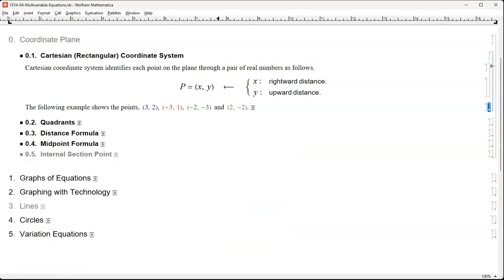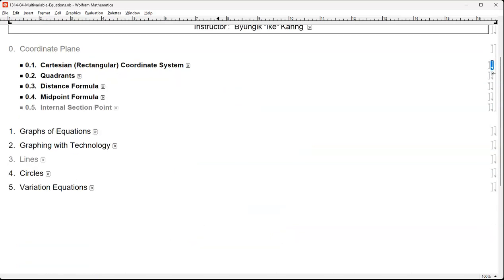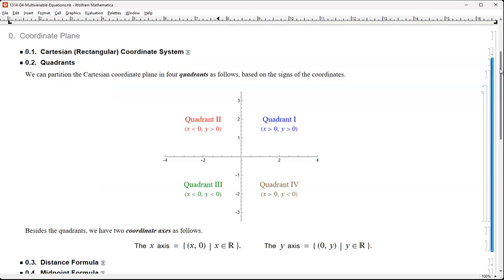You can generalize those into quadrants like these. Quadrants number 1, 2, 3, and 4. Blue, red, green, and brown. X, Y are both positive. X is negative, Y is positive. X, Y are both negative, and finally X is positive and Y is negative, as you saw in those examples.